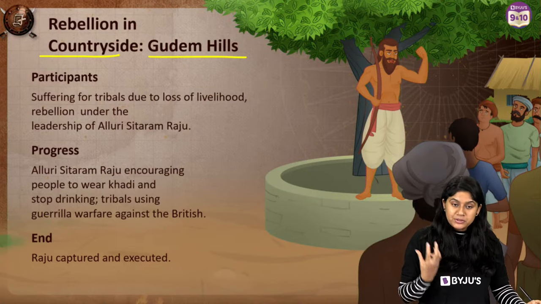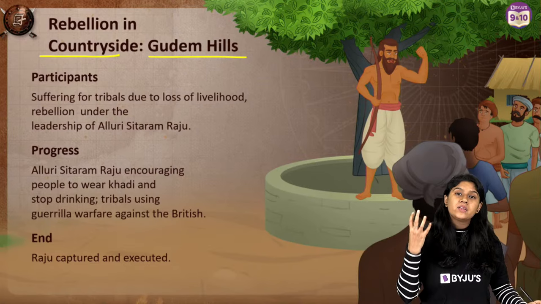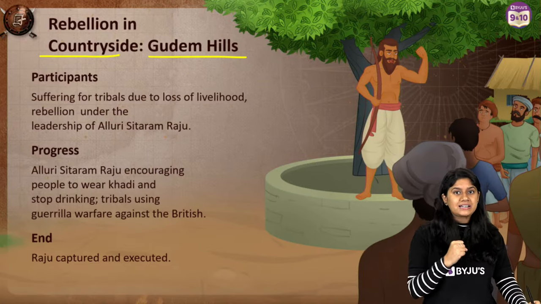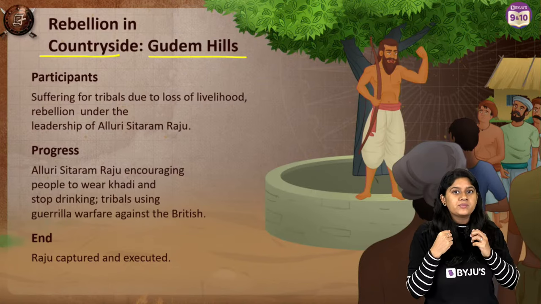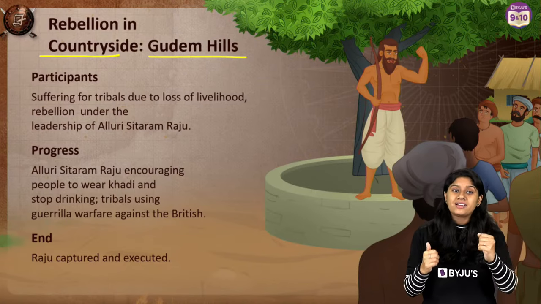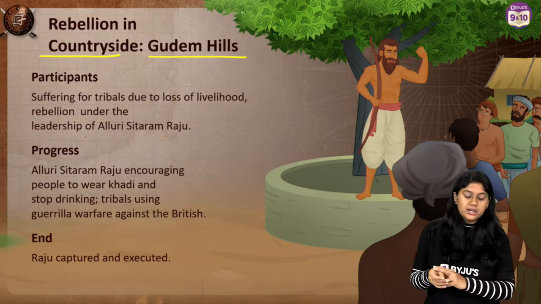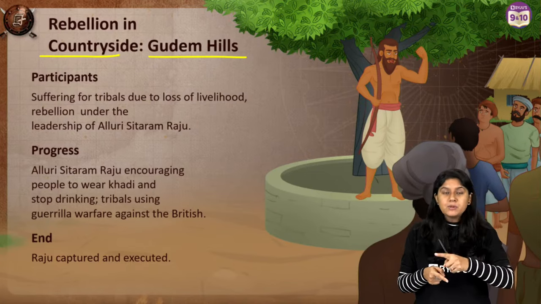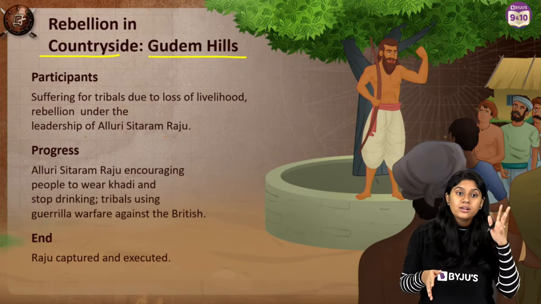Now, the people over there were the tribal people, right? And they had a lot of restrictions by the Britishers. They cannot go into the forest and collect the items. Their cattle cannot go there and graze. They were under so much pressure. And Britishers were forcing them to actually help in making the road.